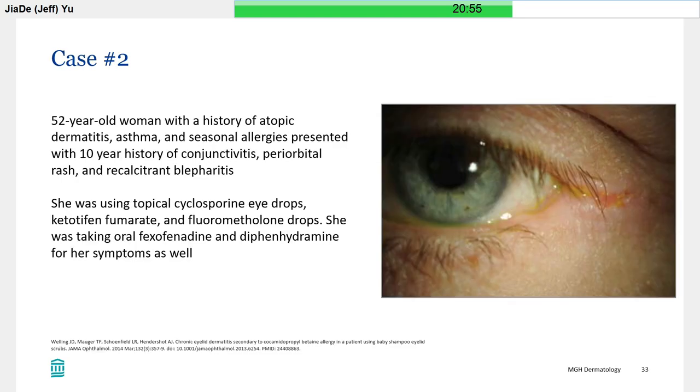Case number two is a 52-year-old woman who has a history of atopic dermatitis, asthma, and seasonal allergies. She's presented with a 10-year history of conjunctivitis as well as a periorbital rash. She was using different types of eye drops as recommended by her ophthalmologist, and she was also taking oral antihistamines for her symptoms as well. However, things were not getting better, and she continued to have periorbital dermatitis.